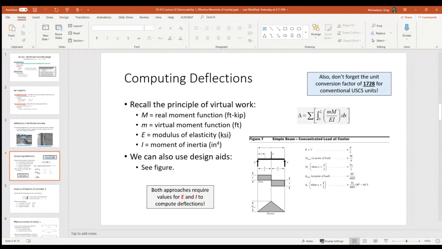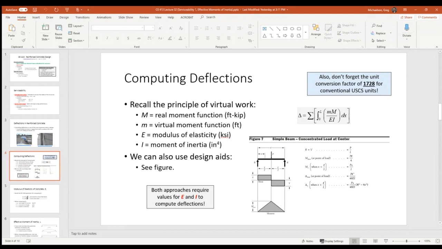Now, I'm not really going to make you do the integration. We did all that last semester. In here, we're going to use some pre-derived formulas. If you go to Blackboard, you'll remember we've seen this design aid before. There's a PDF, the first design supplement, and it has oodles of those different cases.